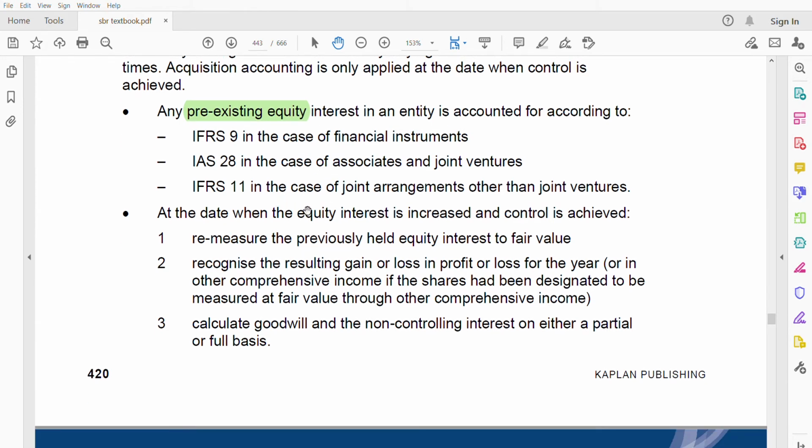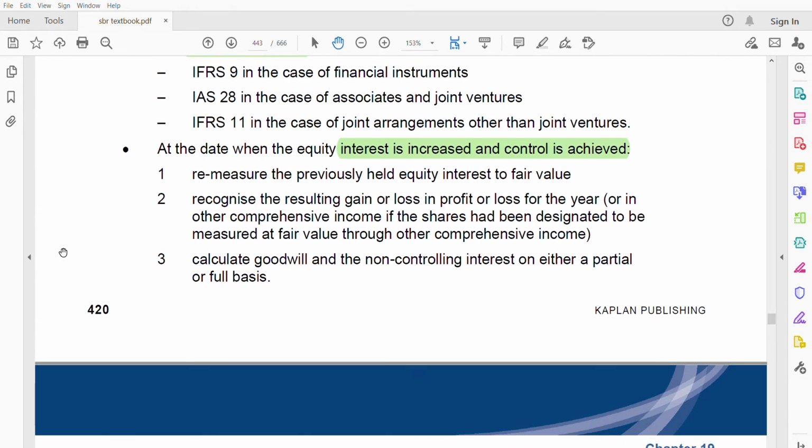At the date when the equity interest is increased and control is achieved, you are increasing it because you are acquiring it. We haven't reached disposal yet, so don't think about disposal right now; it will be covered after we finish the acquisition part. And you are achieving control, meaning you are reaching more than 50%. What do you have to do? These are the steps you need to know, because definitely you'll be asked a question on step acquisition. It's always asked in group accounting.